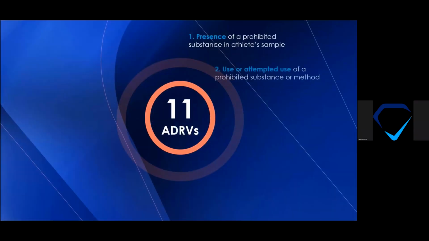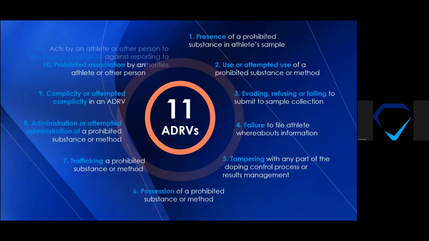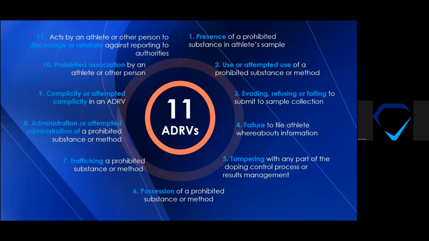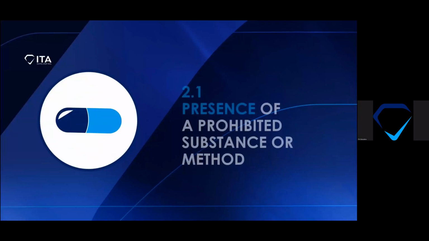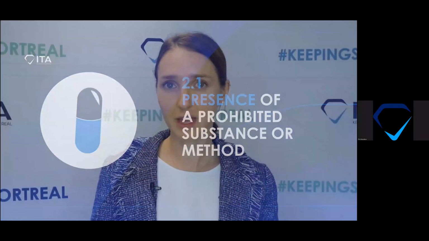There are 11 types of anti-doping rule violations, and we will go through each and every one of them. So let's start. There's Article 2.1 of the World Anti-Doping Code, and this is the most commonly known. It's presence of a prohibited substance. This anti-doping rule violation heavily relies on the obligation of the athlete to make sure that no prohibited substance enters his or her body.